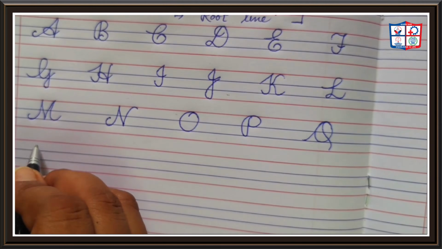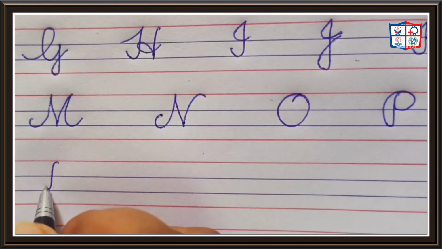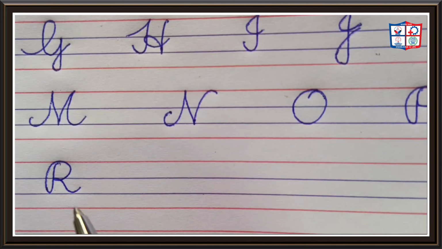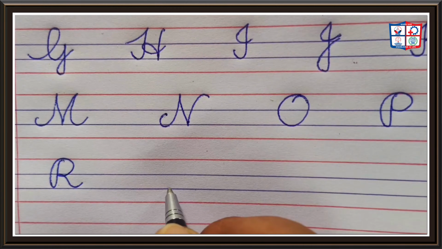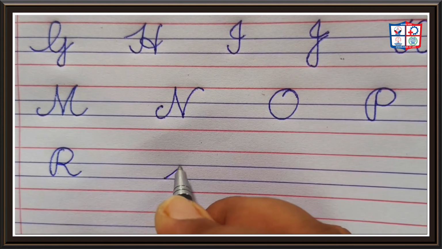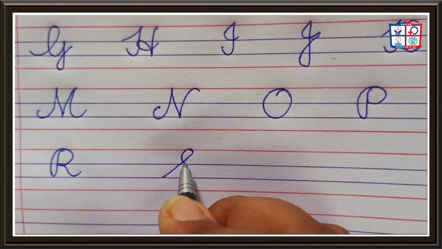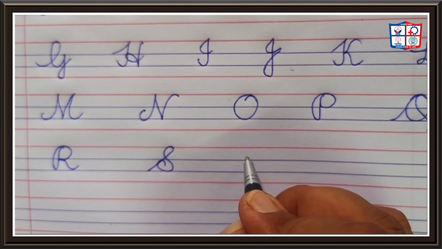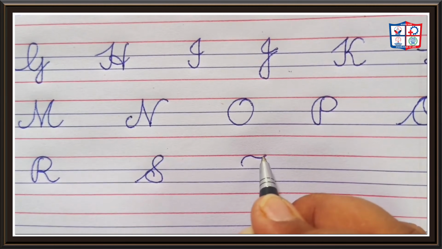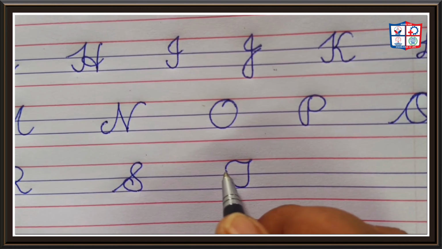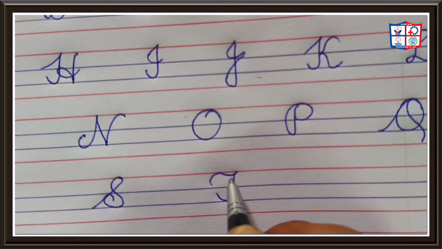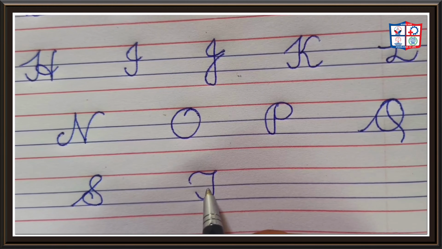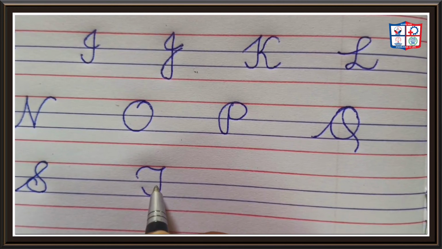Clear? Now R, capital R is like the P, we have to start it and just take a loop, that is R. S, we have to start it from the middle of the grass line, take a loop, curve it and finish. S. Then T. So T is also like the A, we have to curve it, touch from the grass line and leave it. And the difference is there is no cut in the middle.